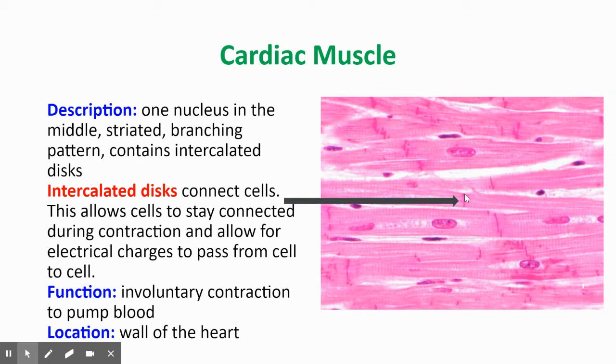that electrical signals are going to be passing through the tissue of the heart. And so these discs allow for those electrical charges to pass from cell to cell. So these little discs keep the cells connected and they allow for those electrical signals to pass through.